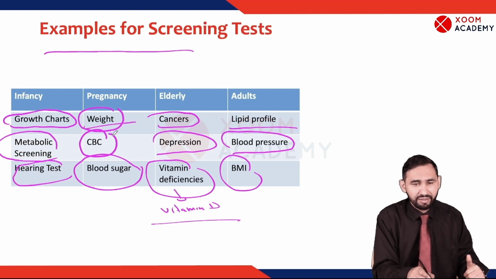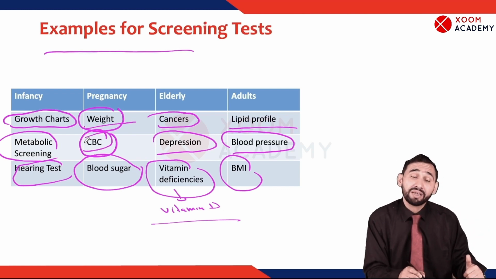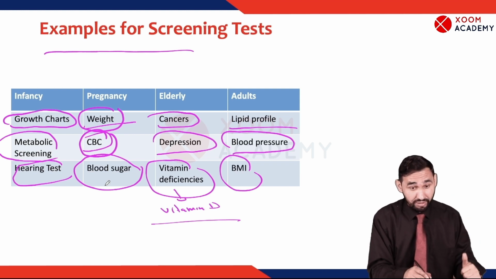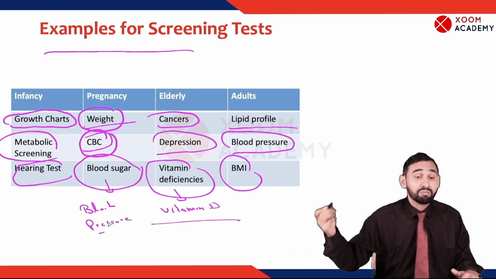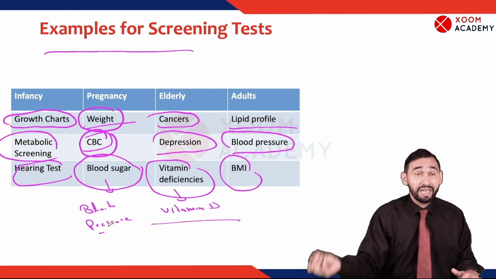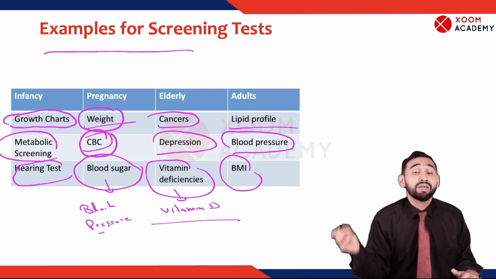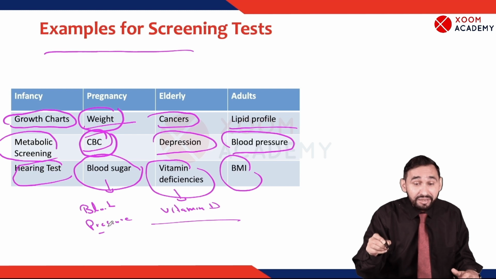Their weight can increase or decrease. Their hemoglobin level can decrease, plus their blood sugars. Even blood pressure can rise during pregnancy. So we have to screen for all these problems. First, we should know what the problems of different age groups are. Then we will perform various screening tests in these age groups.